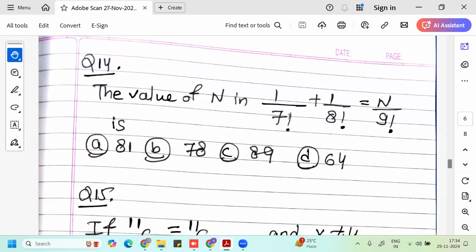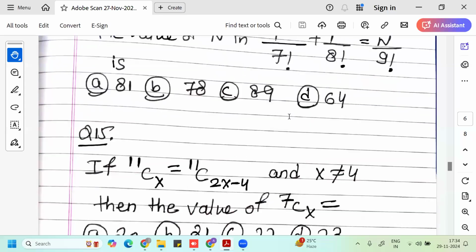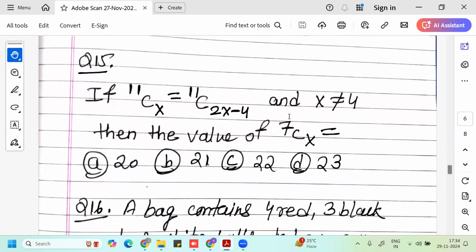Clear, everyone? Can we go to the next question? Simple question. Already I have discussed questions like this. Already you know how to do this question. Apply that formula, nCr is equal to nC(n minus r). Use that logic.